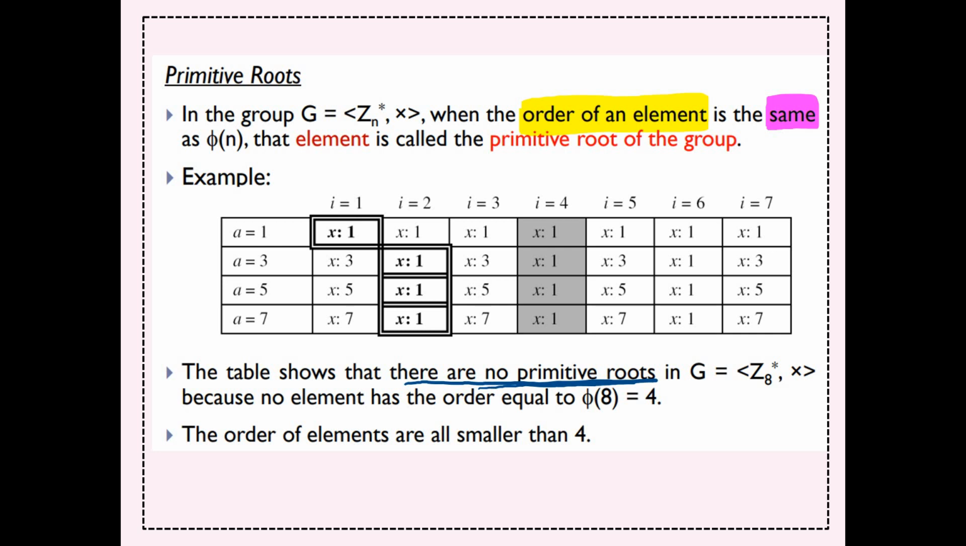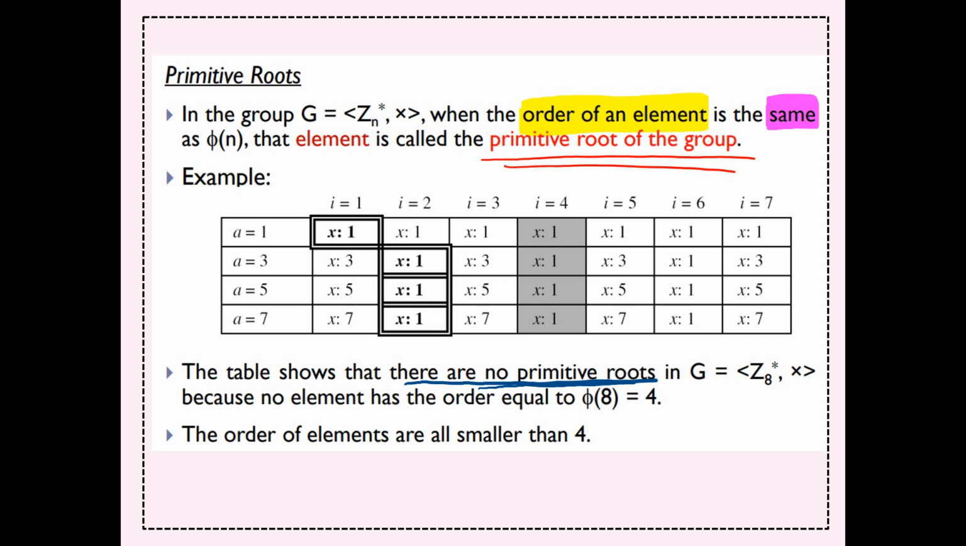See the definition as I mentioned: when the order of an element is the same as that of phi n, please make a note of this. Each individual element will have an order, and that should be found out by a to the power phi n congruent to 1 mod n. Now, when the order of the element is the same as phi n, then that element is called the primitive root of the group. These are all required later on. Unfortunately, I cannot relate to that right now, but for the time being, please make a note of it. So if for a particular element the order is the same as phi n, then we call that element the primitive root.